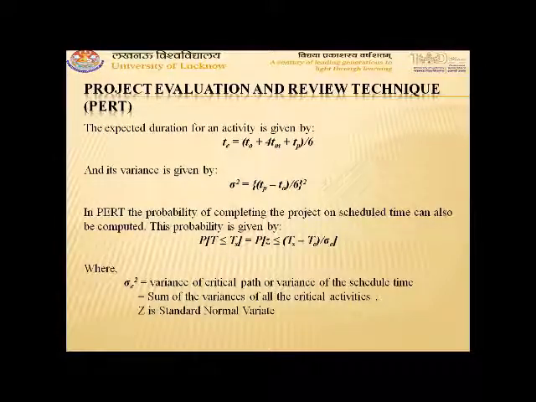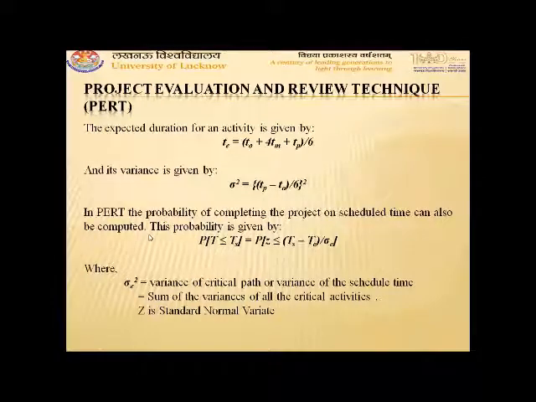And since we are using the word expected value, some variance or standard error should also be assigned with it. So variance of the expected duration is given by sigma square equals ((TP minus TO) upon 6) whole square.